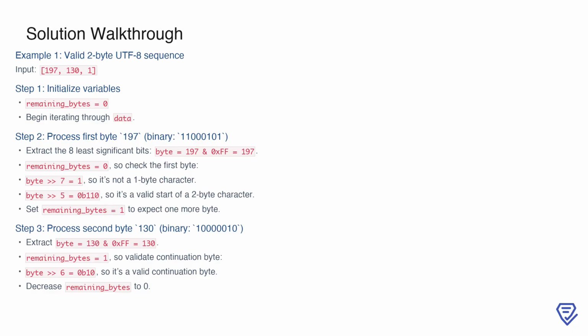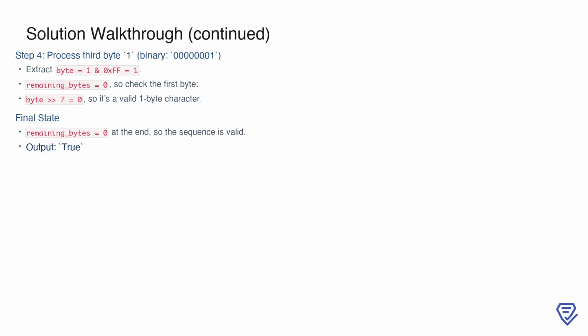By shifting the byte right by 7 bits, we see the result is 1, meaning it's not a single byte character. Next, we shift the byte right by 5 bits and find the pattern 0b110, which indicates the start of a valid 2-byte character. Based on this, we set remainingBytes to 1, as we now expect one continuation byte. Now we move to the second byte, 130, which is 10000010 in binary. Extracting the least significant 8 bits gives us the same value, 130. Since remainingBytes is 1, we check if this byte is a valid continuation byte.